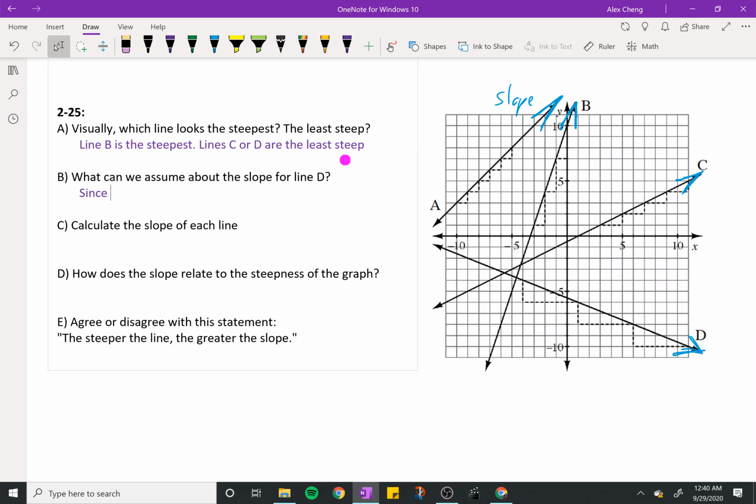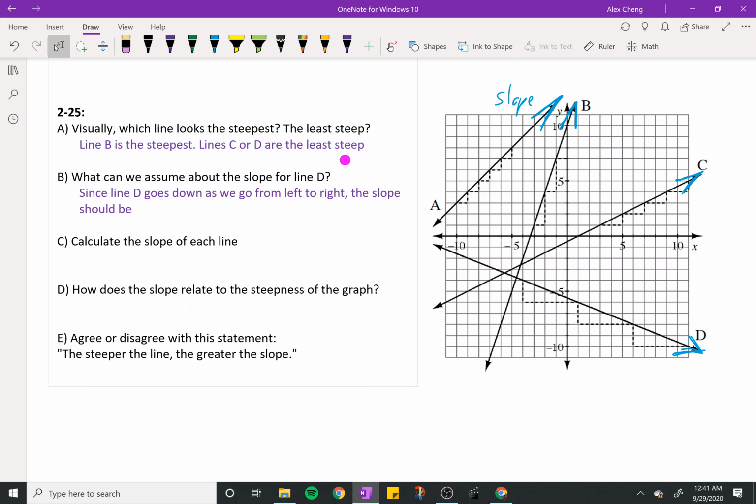So since line D goes down as we go from left to right, we would probably assume that the slope would be negative. And again, that's why I'm saying our intuition, because we haven't actually calculated it yet, but we just know that if we were going to give it a number, it's probably going to be negative. The slope should be negative, and that's kind of the important part here.